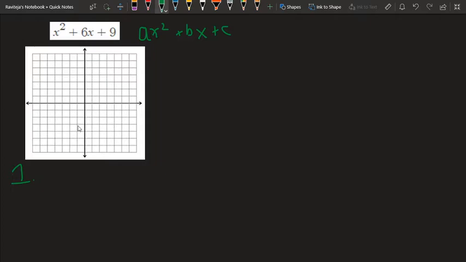Now, to find the direction of the graph, we need to look at the a value of our quadratic equation. If the a is positive, then the graph is increasing. If the a is negative, then the graph is decreasing. So if we look at the a in our example we have here, we see that it's positive 1. And since it's positive, we know that our graph is increasing. So it's going to look something like this.